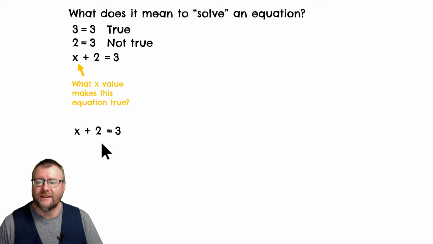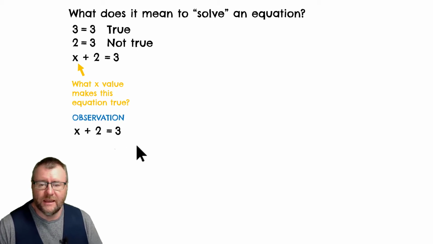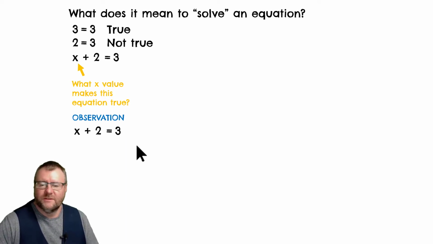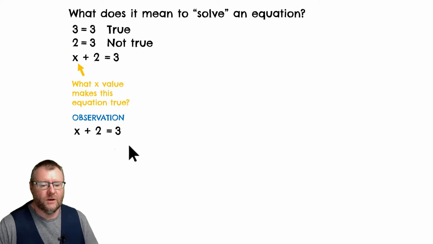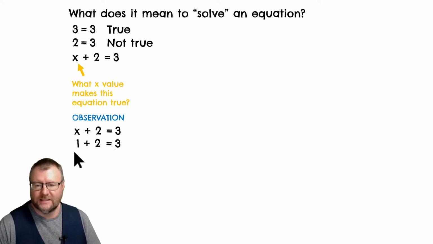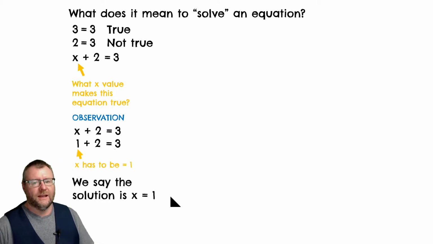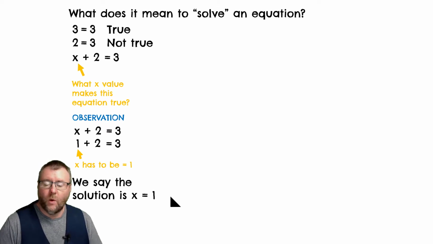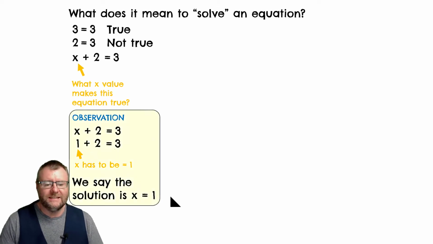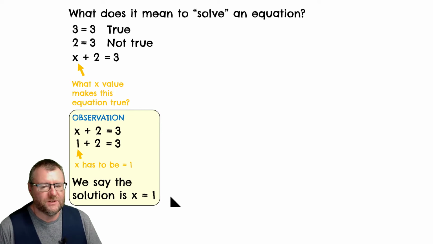We call this technique observation, and it's a legitimate technique. If you can solve an equation just by looking at it and going, oh yeah, it has to be this, then using observation is fine. Go for it. So I can look at that and go, well, something plus 2 has to equal 3. That must be 1, because 1 plus 2 equals 3, so my x has to be equal to 1. We would say that the solution to that equation is x equals 1, because that's what makes it true. That technique was using observation.